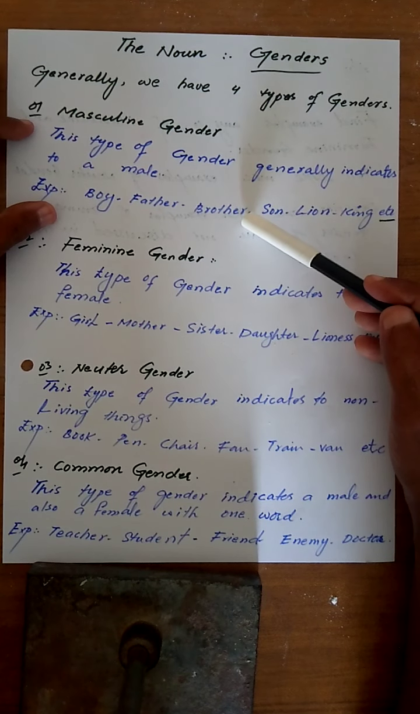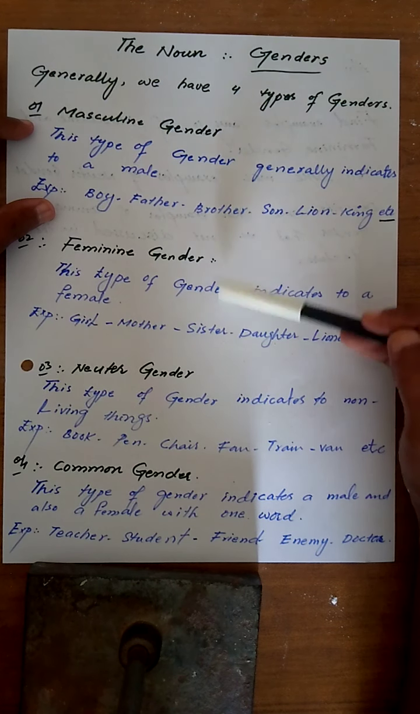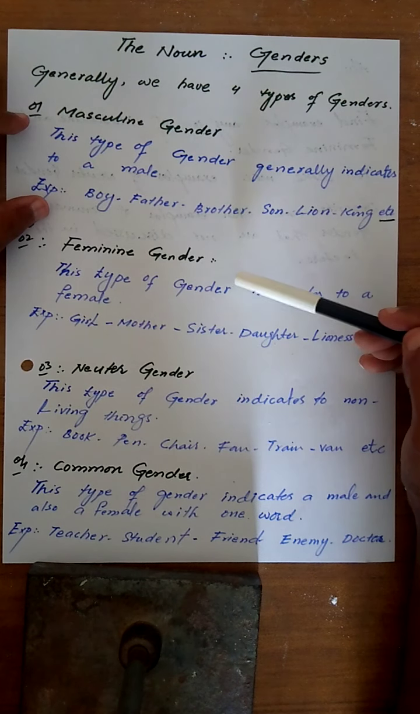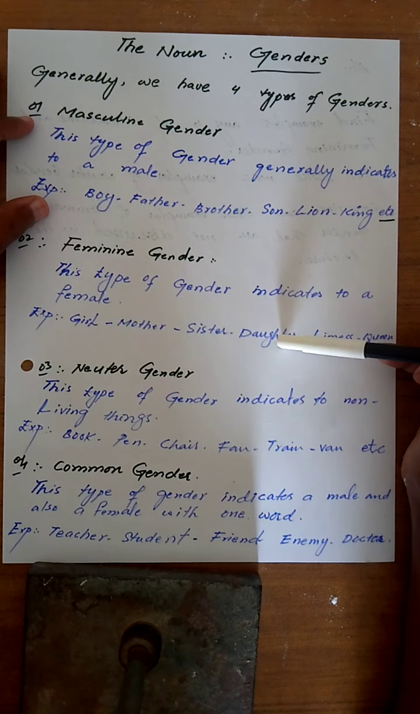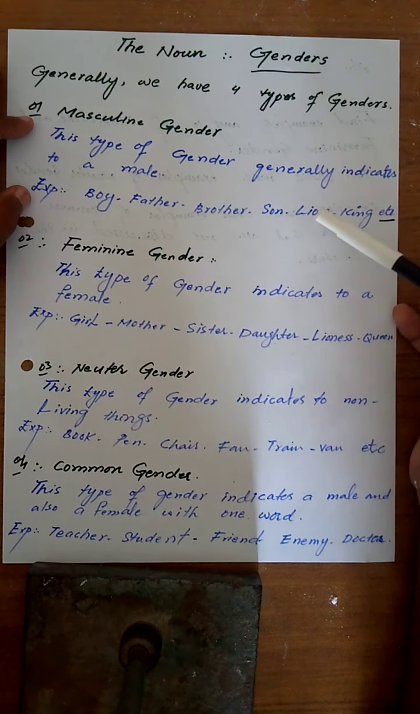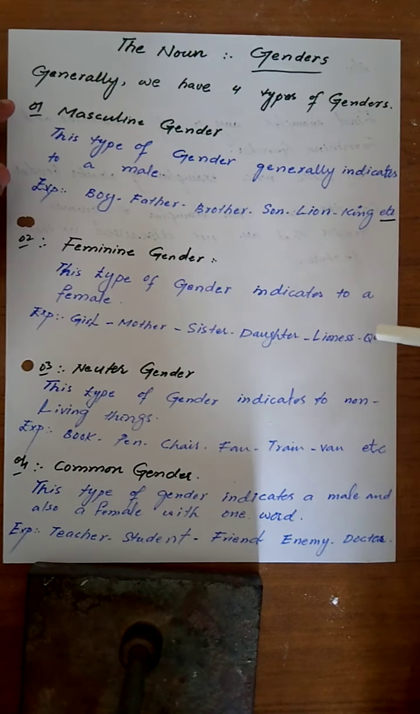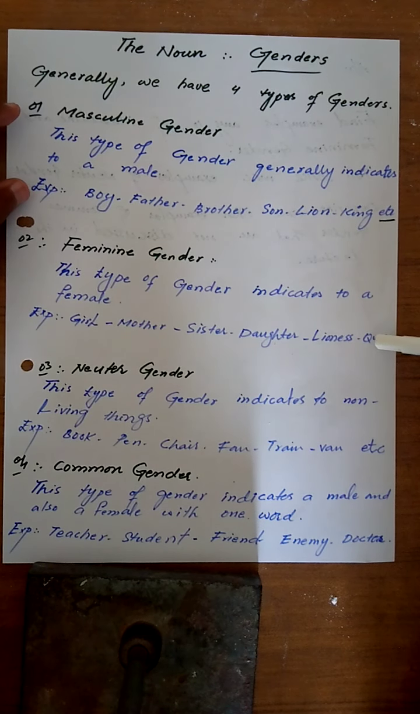Good. As brother, the feminine gender will be sister. Here I have written son in masculine gender, so its feminine gender will be daughter. I have written lion, and the feminine gender will be lioness. And lastly, I have written king. So the feminine gender of king will be queen.